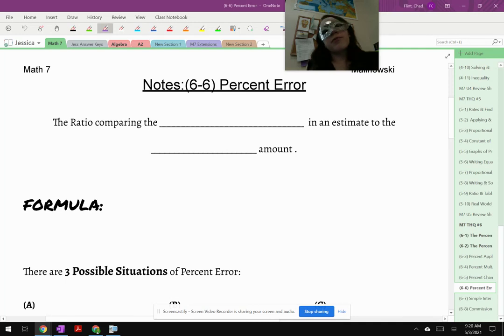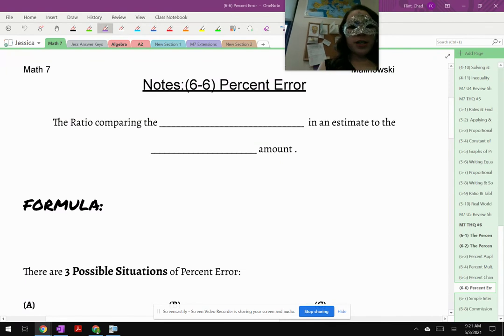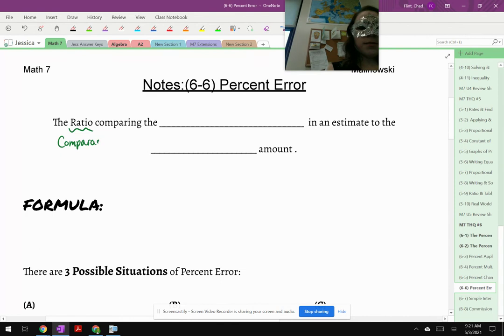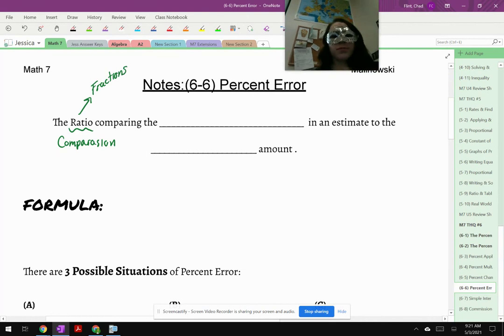All right, so here we have notes for 6-6, percent error. And percent error is going to be super simple because it's just like percent change. It's just talking about percent error instead of the change. So percent error is just the ratio, again. Ratio is just that comparison. And again, we write those as fractions because we're on our way to being adults.